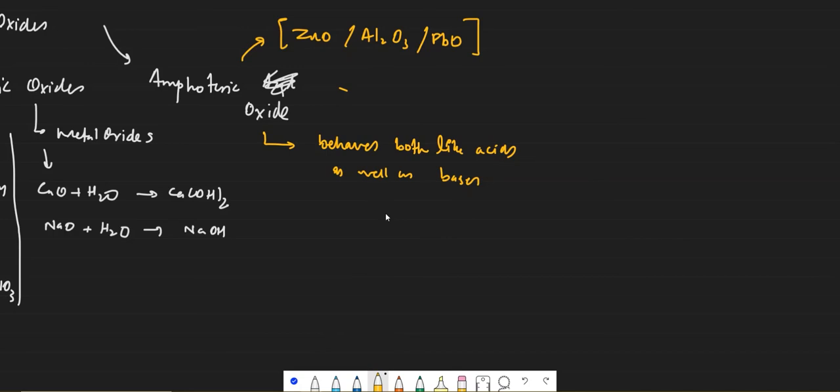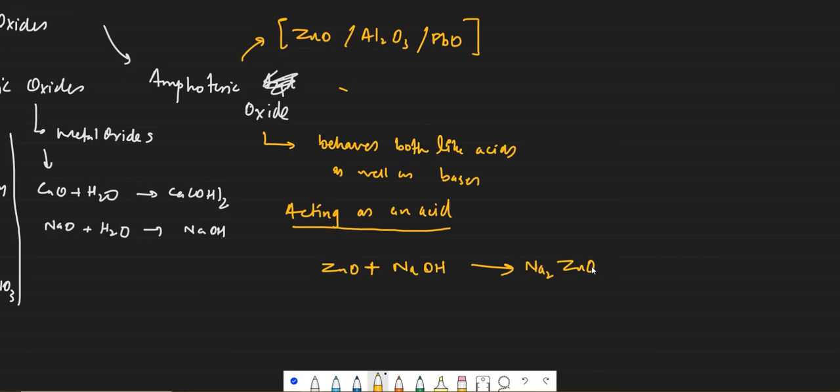First, let's see how it acts as an acid. How can I check whether a substance is acting as an acid? I can react it with a base, and if salt and water is formed, it will show me that it is acting as an acid. Let's say I react zinc oxide with an alkali, NaOH. If it has the capability of acting as an acid, then it will form salt and water. It will form a salt, Na2ZnO2, and water.